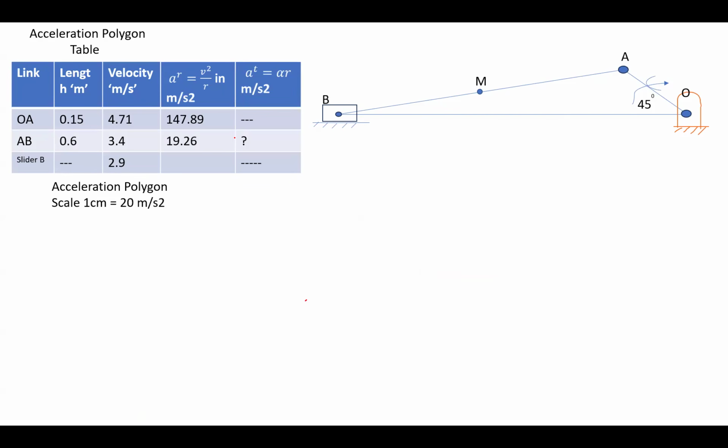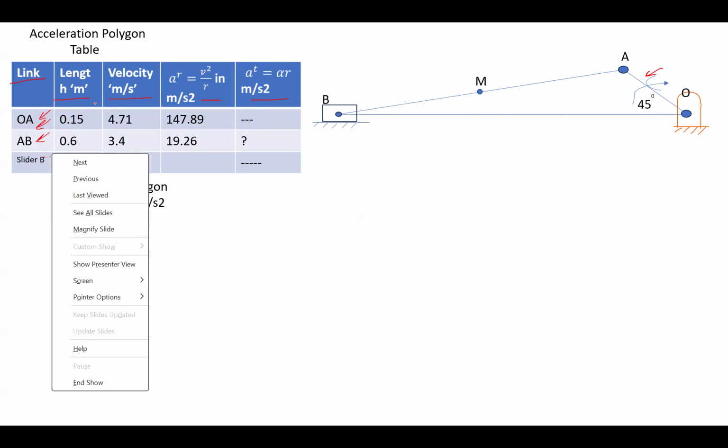To draw the acceleration polygon, you have to make this table. The table consists of the first column length, the second column length in meter, the third column velocity in meter per second. For all links, the acceleration radial component column and the acceleration tangential component column. So write all the linkages of your mechanism. First link is OA. We have written that OA in the first column, then AB, then slider B.